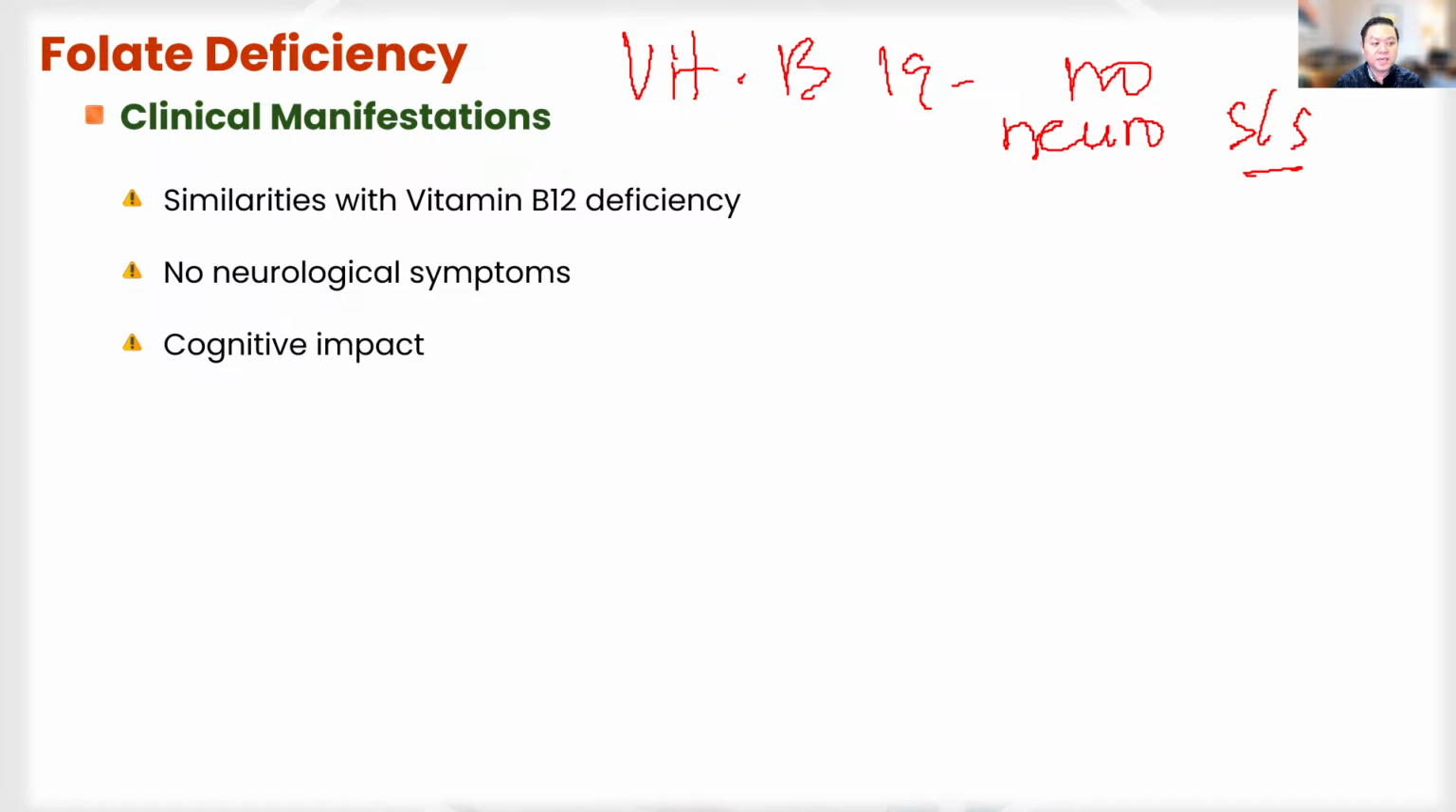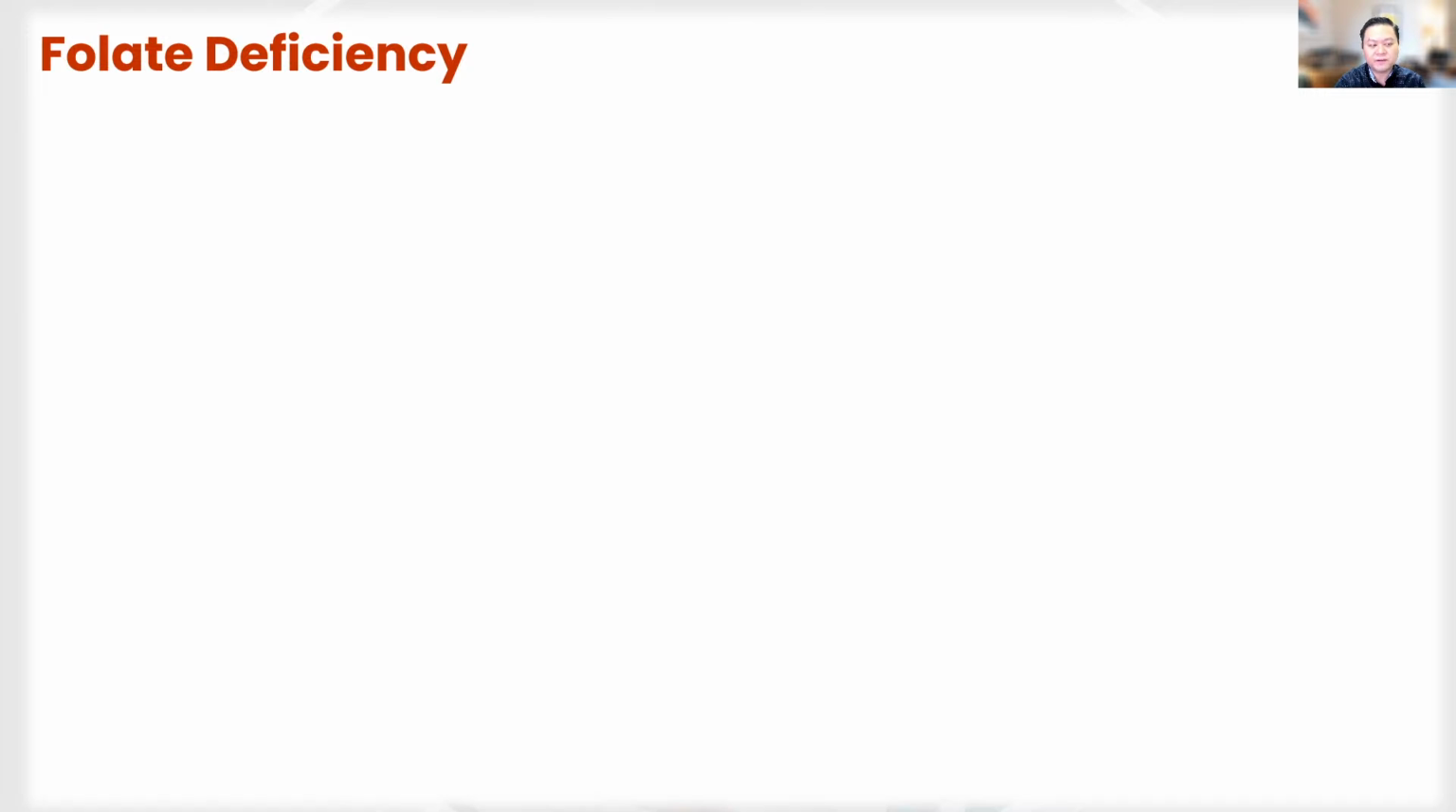But what would be the cognitive impact, rather. We still need to consider folate deficiency, especially in older adults. We need to make sure that we are screening them properly for possibilities of memory loss or maybe dementia, because it can also lead to some cognitive changes. But as far as the other neurological manifestations like peripheral neuropathy, it will not lead to those kinds of neurosymptoms. Now, let's talk about the diagnosis of folate deficiency.